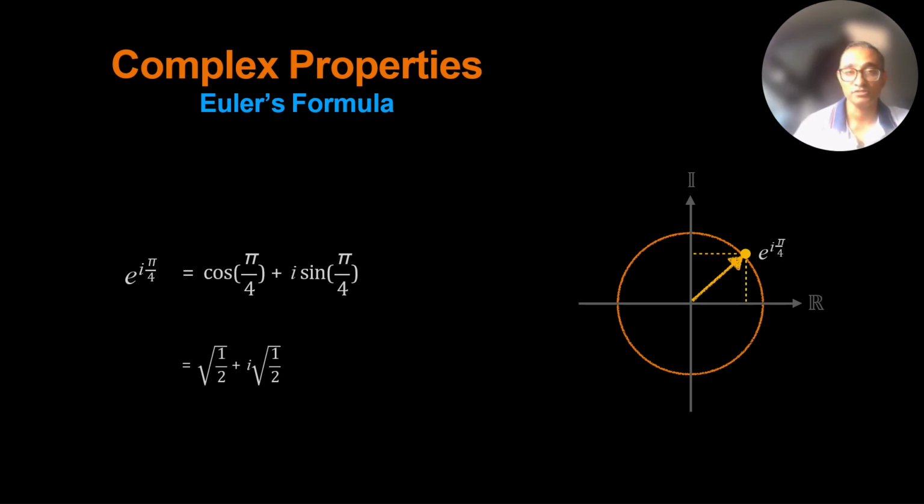In terms of calculation, if you put the value of phi to, say, pi by 4, you will get to see the value on this unit circle and how it's represented on that particular point.